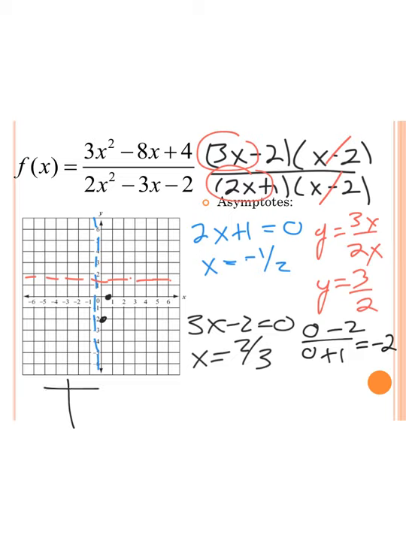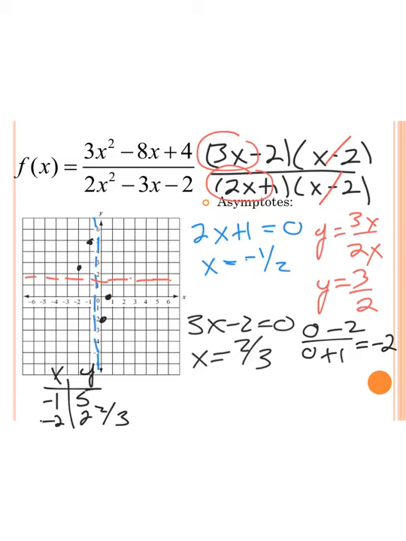I already have some points on the right side of my vertical asymptote, so I'm going to find some points on the left side. I'm going to plug in -1 and -2. If I plug in -1, I end up getting a 5. And if I plug in -2, I get 2 2/3. I'm going to go ahead and graph those points. So I have (-1, 5) and (-2, 2 2/3).